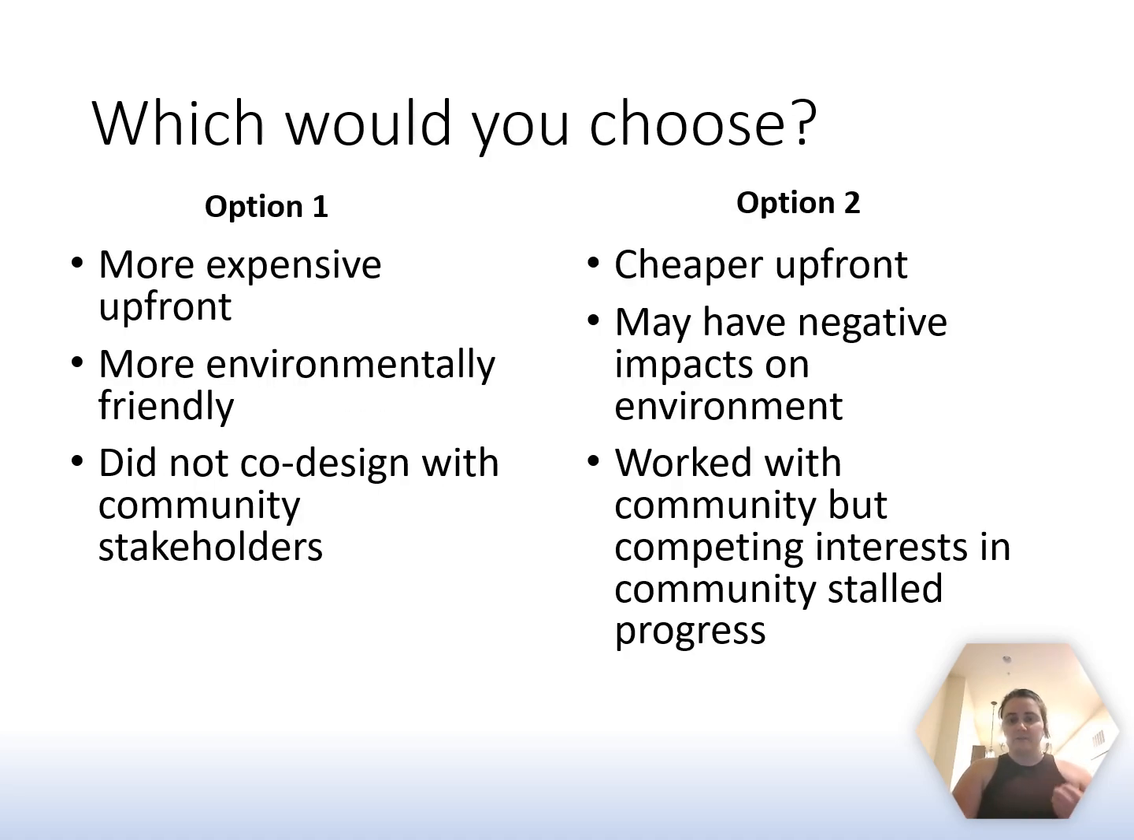So here's another option, and the thing to think about is we've got option one and option two. Option one is more expensive up front, but it's more environmentally friendly, but we didn't co-design anything with community stakeholders. Option two is cheaper up front, but it might have negative impacts on the environment, but we did work with the community, but there's still competing interest in the community that stalled out progress. And so neither of these scenarios is perfect, right? Neither of them looks really, really good compared to the other. There are pros and cons of each. And so what multi-criteria decision making is all about is understanding those pros and cons and saying, well, what needs to be weighed the most important to our client and how we're presenting our results.